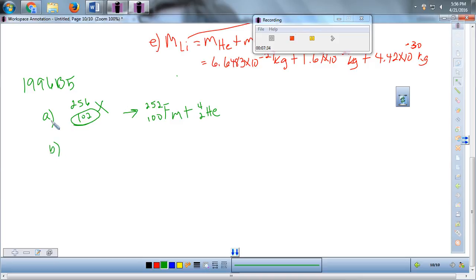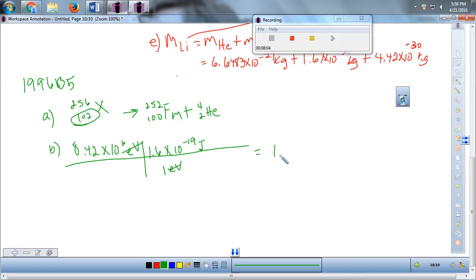Part B says, what is the velocity of the alpha particle? Well, they give me the kinetic energy. They give me 8.42 times 10 to the 6th because it's mega electron volts, and they want to know the velocity. So I'm going to convert that from electron volts into joules. There's 1.6 times 10 to the minus 19th joules for every 1 electron volt. So when I did that math, I got the kinetic energy to be 1.3472 times 10 to the negative 12 joules.